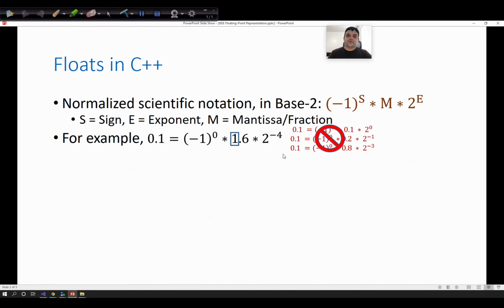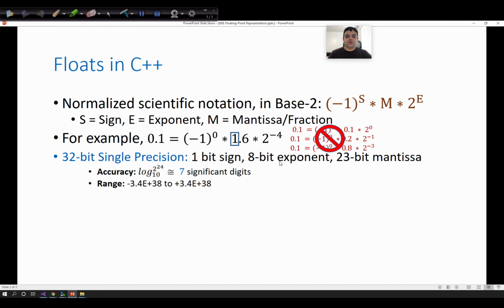Now there are two types of floating point numbers in C++. The first is the 32-bit single precision float. Now notice that 32 bits are divided into three groups. The first group is the 1-bit sign. The next 8 bits represent the exponent. The last 23 bits represent the fractional part of the mantissa.